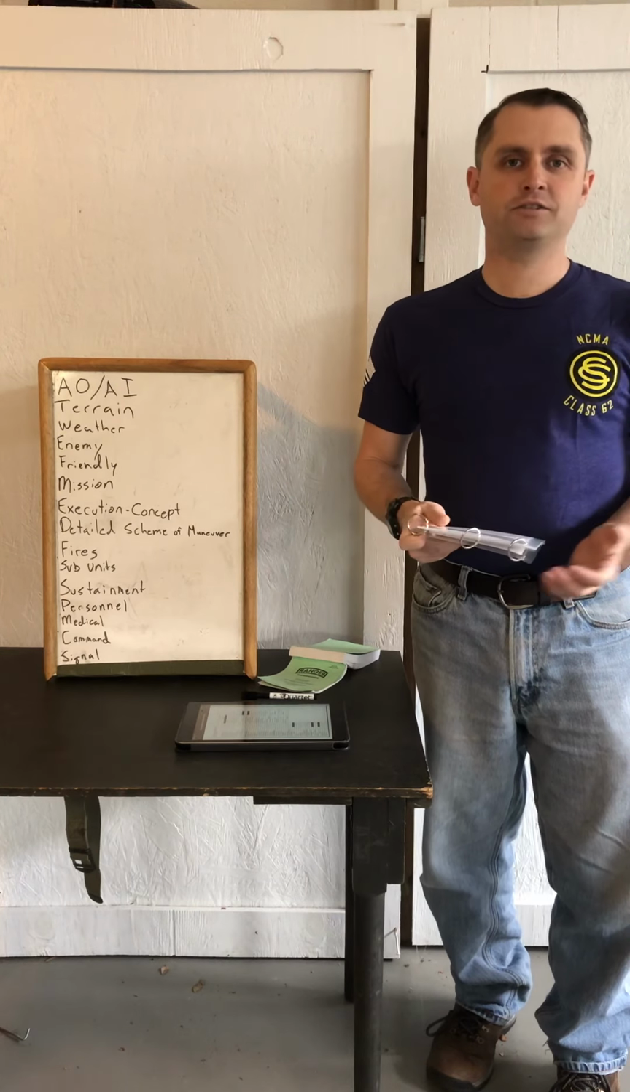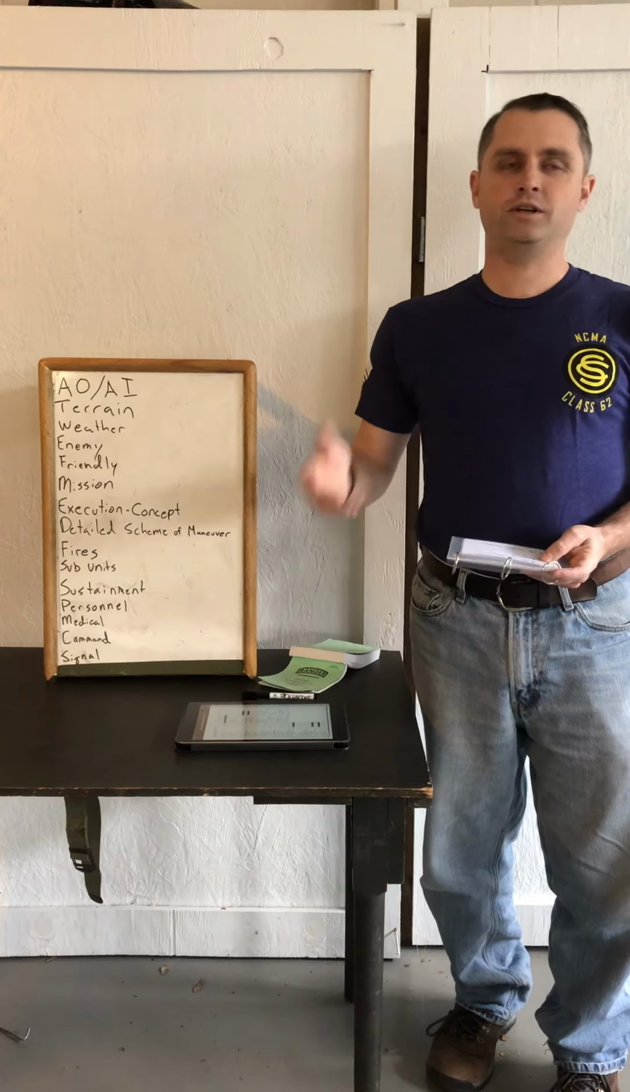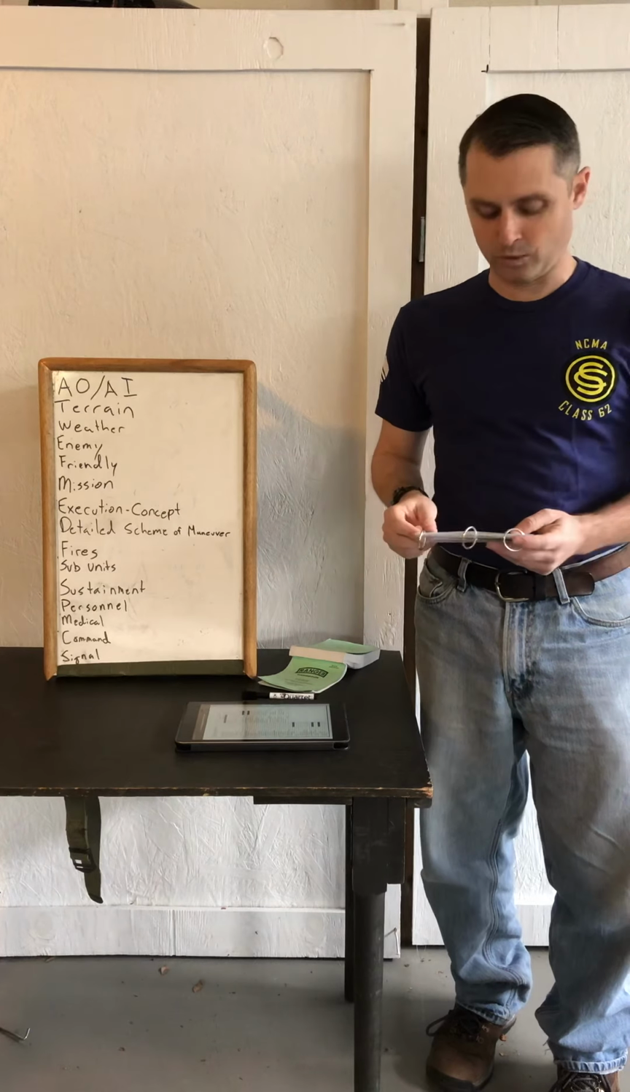The acronym for that is CAR, Close Air Support, Artillery, Reinforcements. Those are things that the enemy can have that are not where you're going to be, but you need to be aware of them.